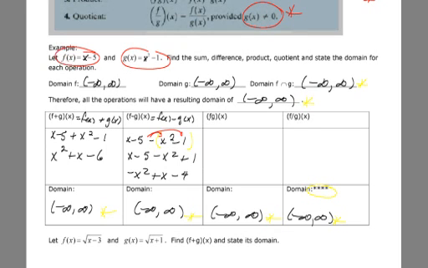Next notation. F times g of x. When you see this notation, then you're just thinking it's f of x times the function g of x. So we'll set them up in a multiplication format. So f is x minus 5. G is x squared minus 1. We're just going to use our FOIL method to multiply that out.